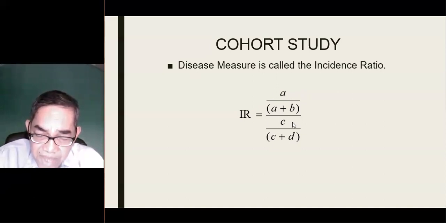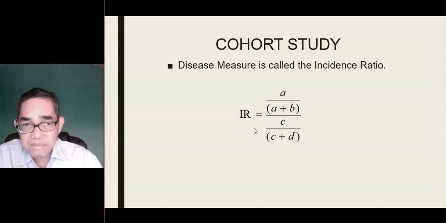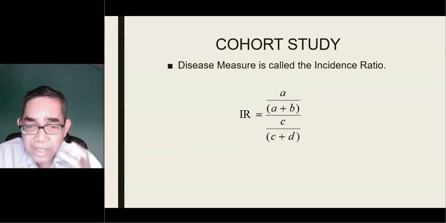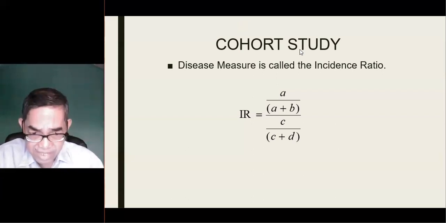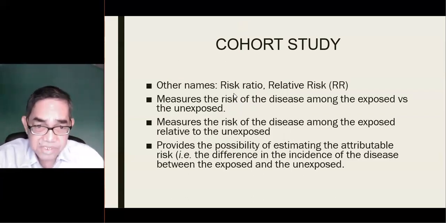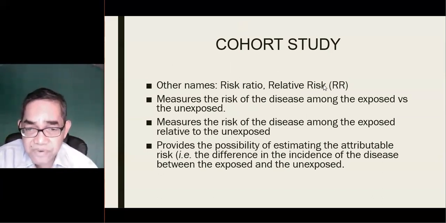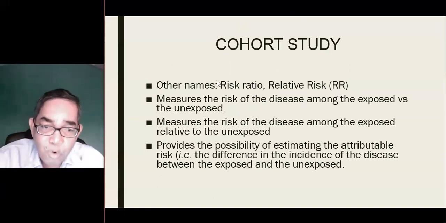fewer than among those who are unexposed, then we say that the exposure variable is protective of the disease. Because we can actually talk of risks in a cohort study, another name for incidence ratio is risk ratio or relative risk. And this is the acronym RR. So when we talk of RR, we can talk of risk ratio or relative risk. They mean the same thing, but we can talk of risk in a cohort study.